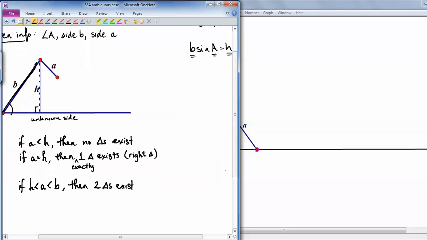And if A equals B, then exactly one triangle exists. And in that case, since A and B are the same, that'd be like this. That's got to be an isosceles triangle.